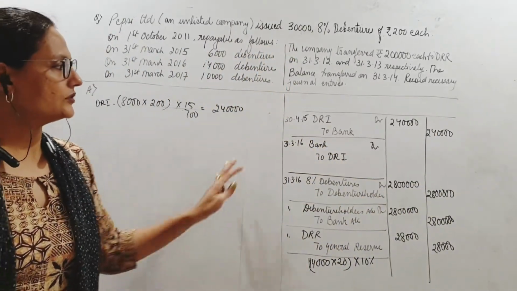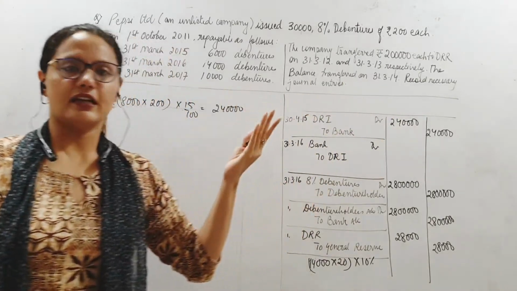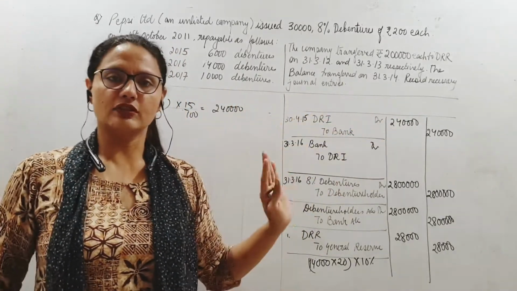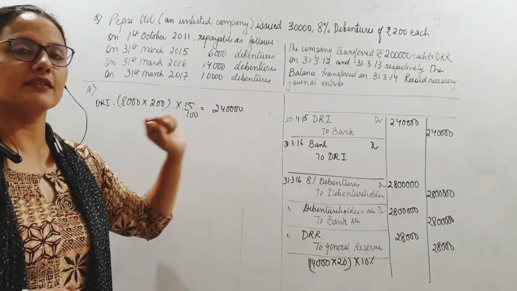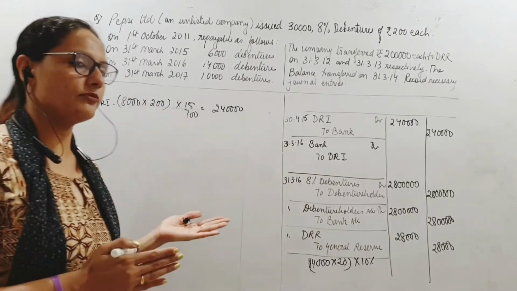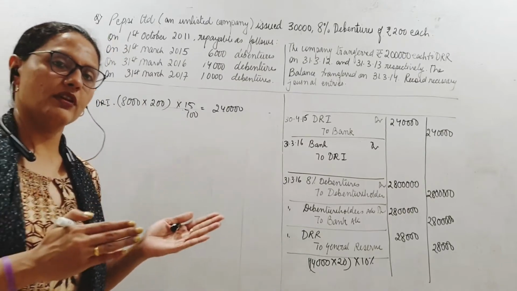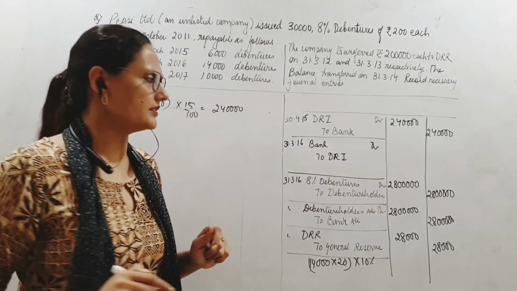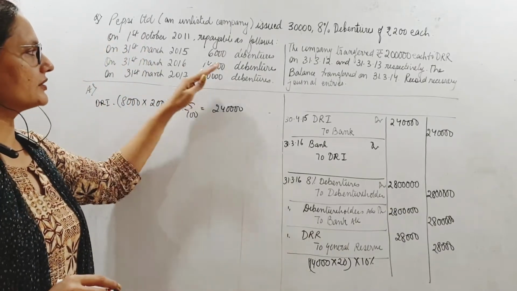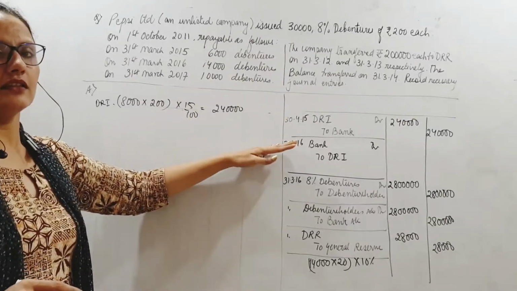Clear? So I am ready with DRR is already there. DRI also done. So I am ready for redemption. So what happens on 31st March 16? The same process. Investment बेचो, due करो debentures, pay करो और DRR को GR में transfer करो. Same process, right? But so again this question you have to ask: can I sell the debentures?